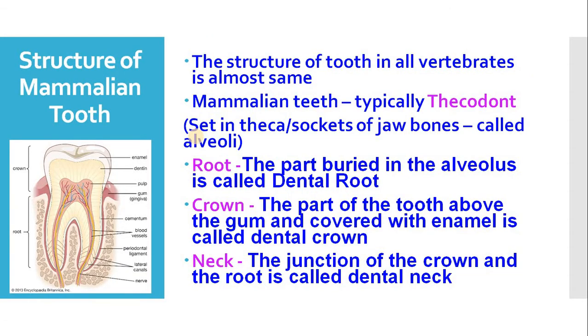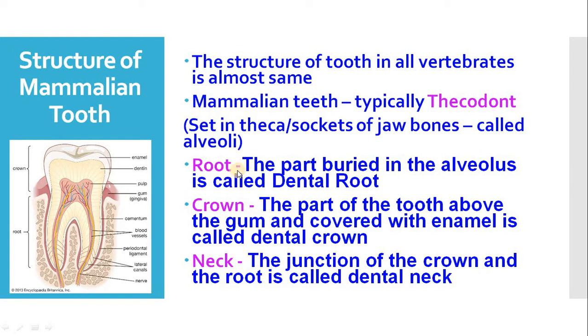Then let's go to the structure of a mammalian tooth. It will be asked as an essay. The structure of a tooth in all vertebrates is almost the same. Mammalian teeth are typically called thecodont. Theca refers to the sockets of the jaw bones, also called alveoli, special pocket-like structures or cavities into which the teeth are inserted. Since the teeth are inserted into the socket or theca, the mammalian teeth are called thecodont.